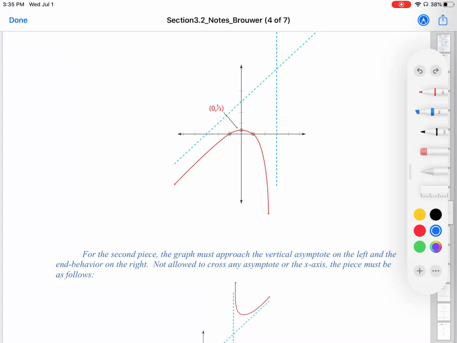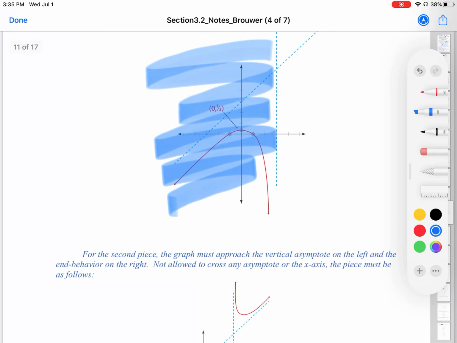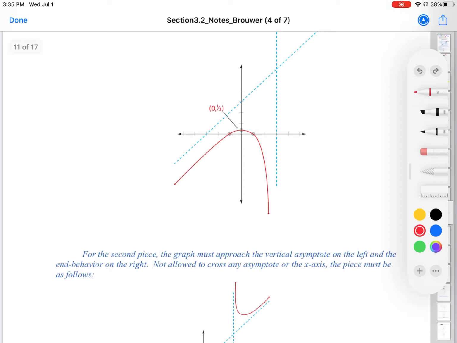Okay, so we sorted out what's going on here, but now what's going on the other side? Well, we can just test a point. Our vertical asymptote is 3. We can test a point like 4.